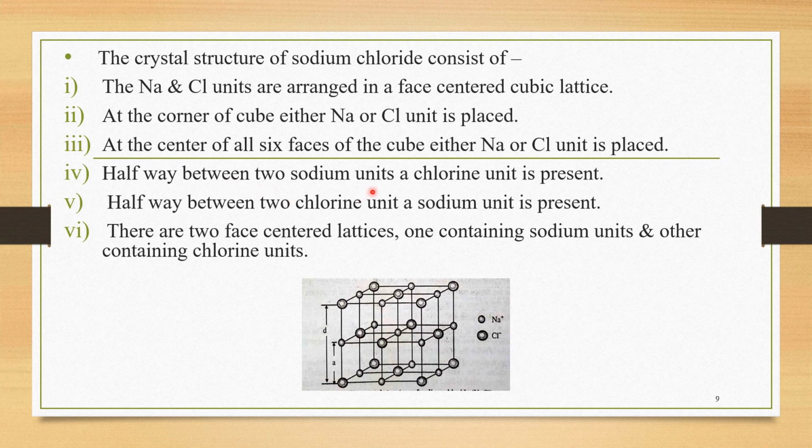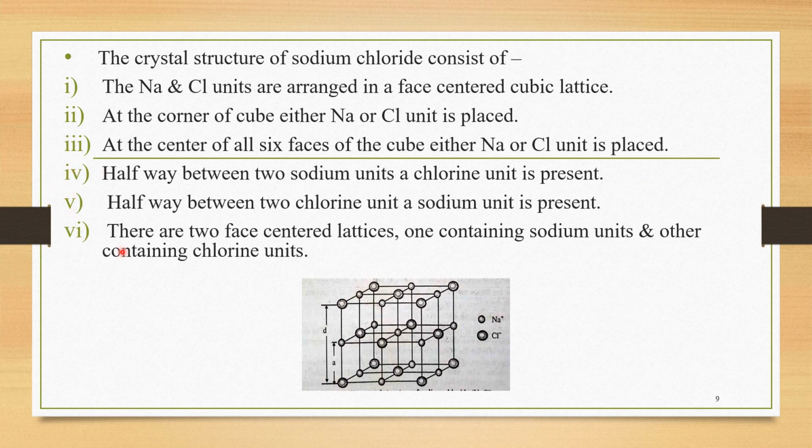Halfway between the two sodium units, a chlorine unit is present. If we consider two sodium units, in between the two sodium units, one chlorine unit is present. Suppose we consider these two small sodium units, this is the first one and this is the second one. So in between these two sodium units, one chlorine unit is present. At the same time, in between two chlorine units, one sodium unit is present. So these are point number 4 and point number 5.